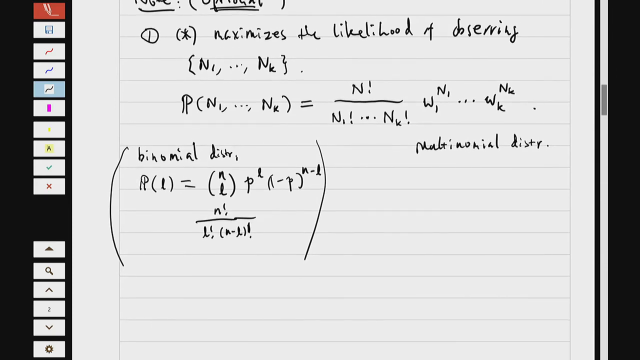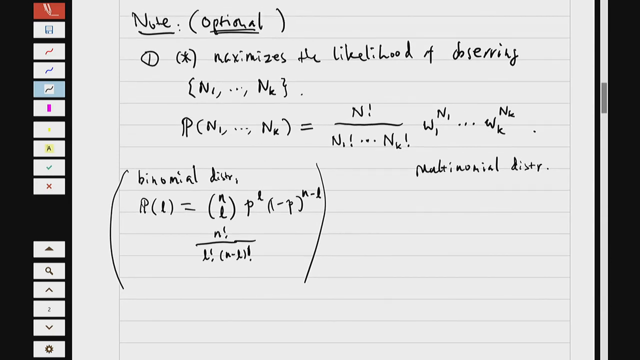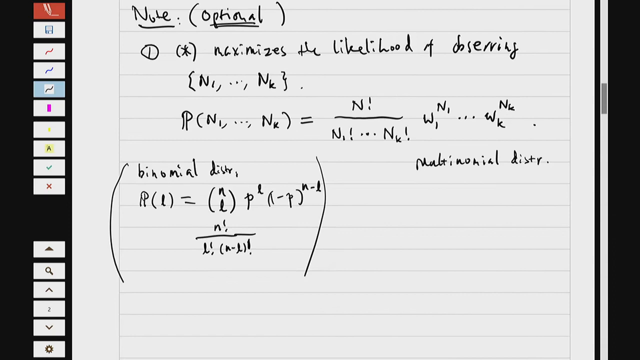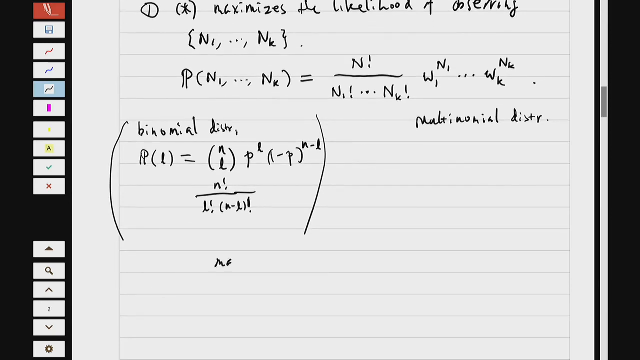So if this is the probability of seeing what we see now, having all those points in these different bumps, then we have to optimize. We want to maximize this p, right? We want to maximize this probability over the wj's, right?